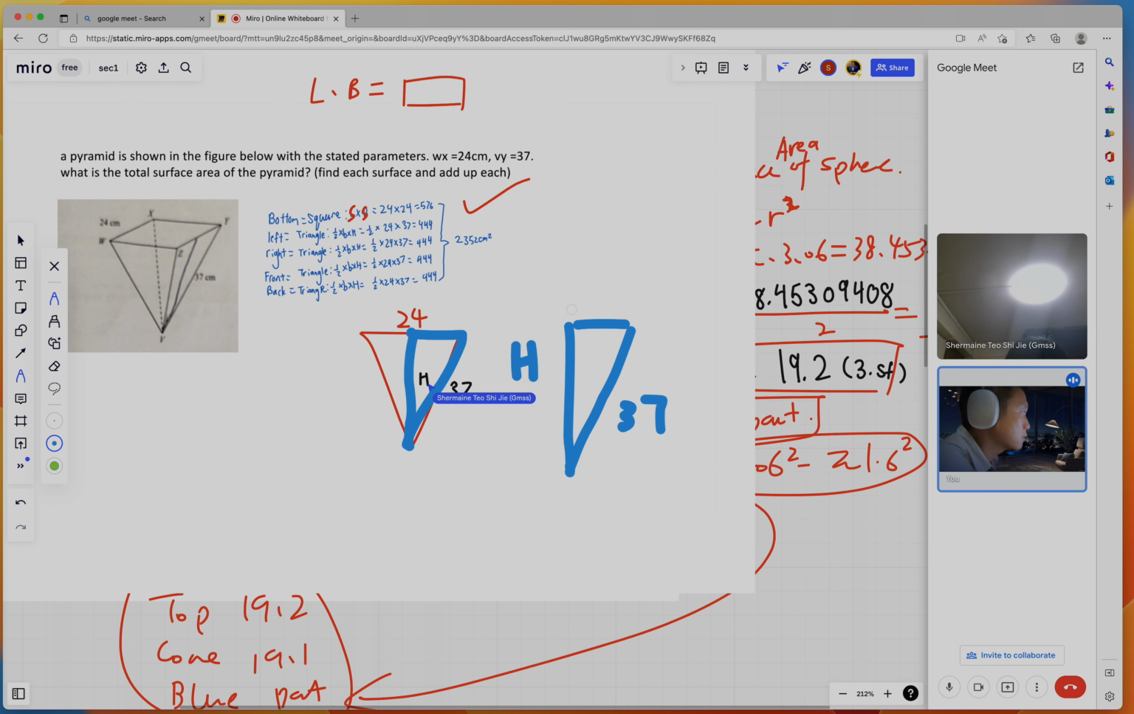What is this? Can you tell me what that is? Question mark equals to what? 24. 12. Yes, 12. Then with this, what do you need to use to find H? How do you find? A square. Yes. Can you label the A, B, C now?